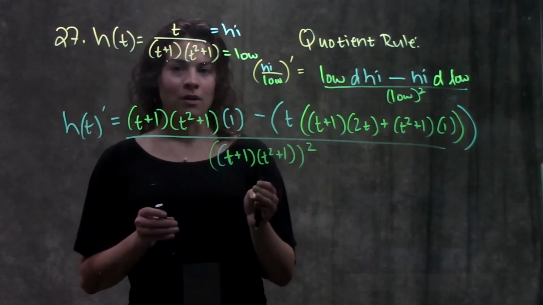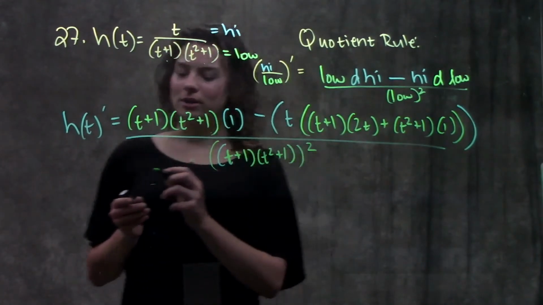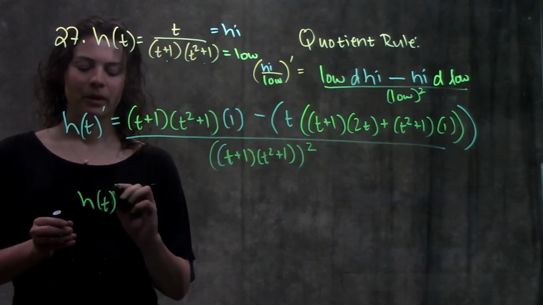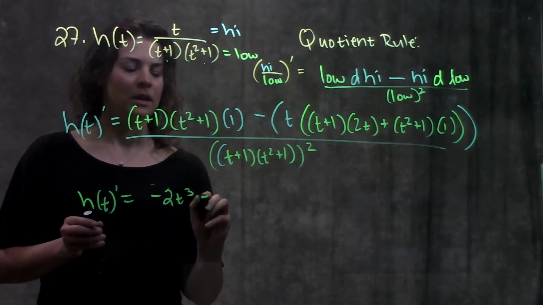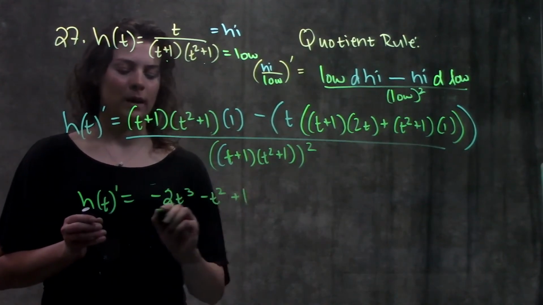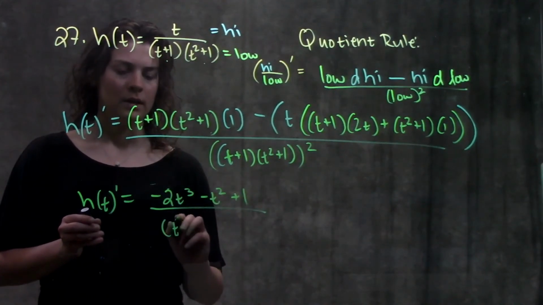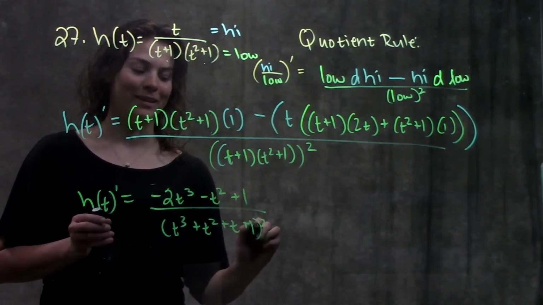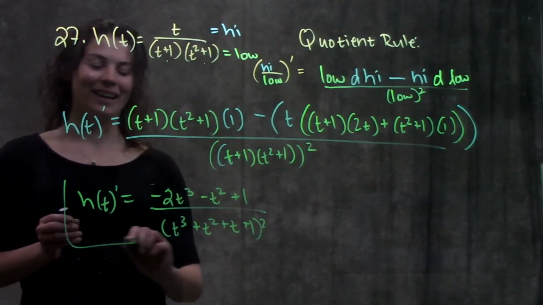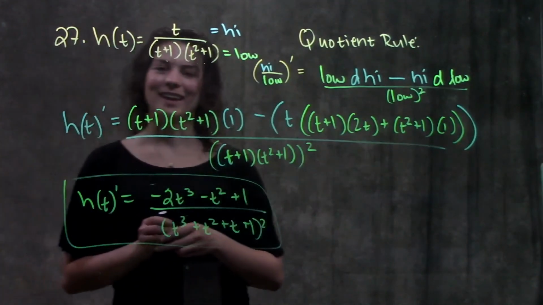I'm not going to go through all the simplification, but if you want to do it on your own, you want to check your answer. Once you simplify all this, you should get minus 2t cubed minus t squared plus 1 all over t cubed plus t squared plus t plus 1, squared. And that should be your final answer. And that's it for this problem.